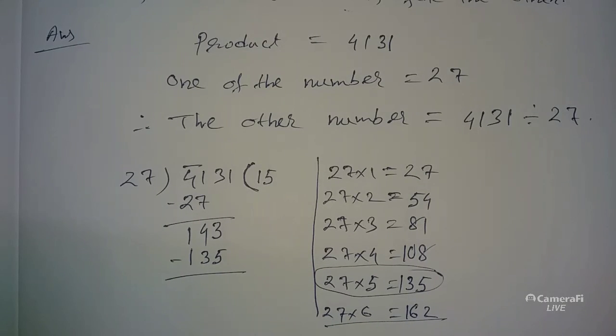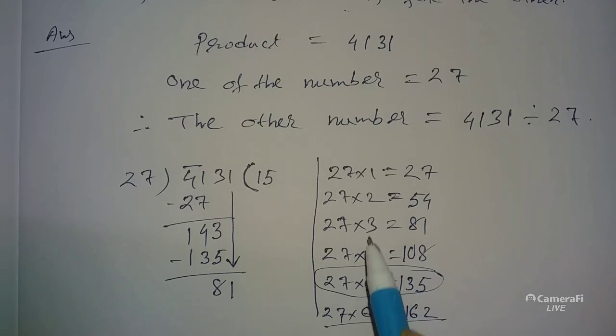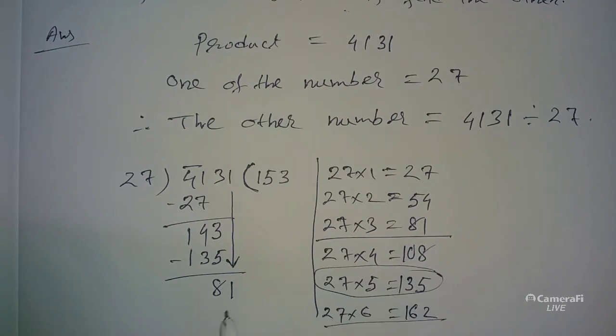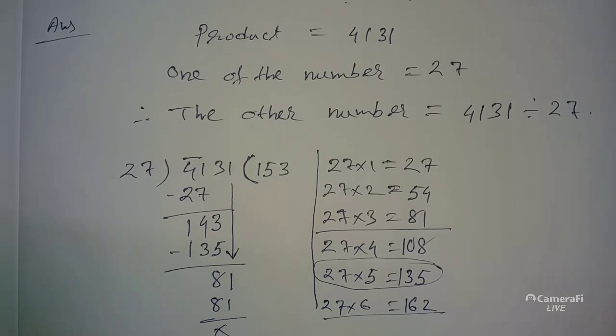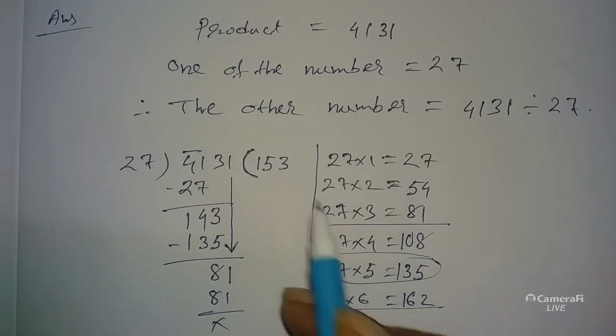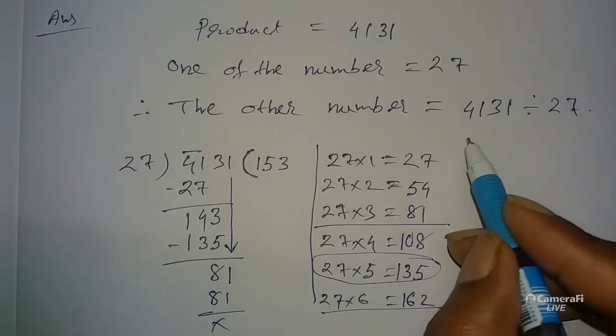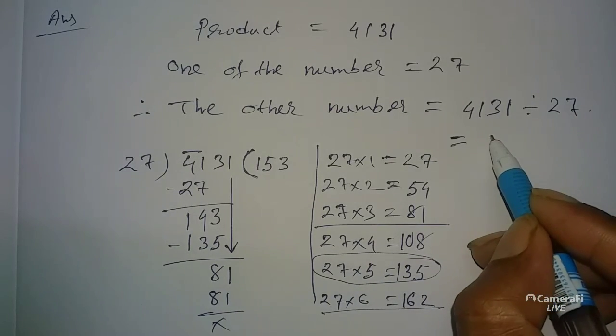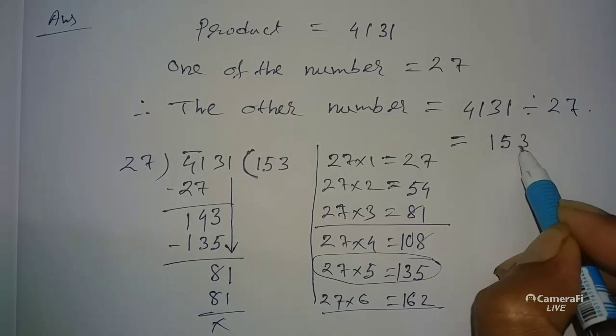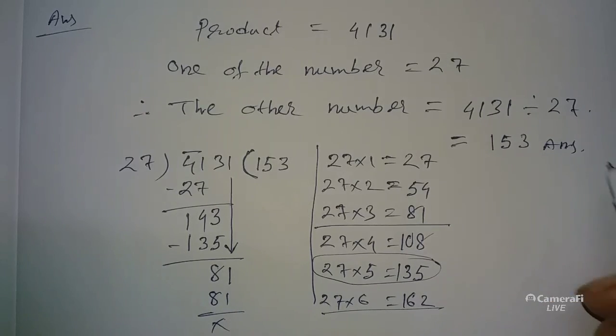Now subtracting we get here 8, only 8. Now take the last digit 1, 81, and we get 27 3s are 81. Division is completed and the quotient becomes 153. So the other number becomes 153. This is your answer.